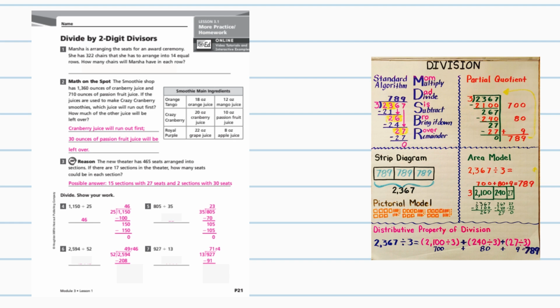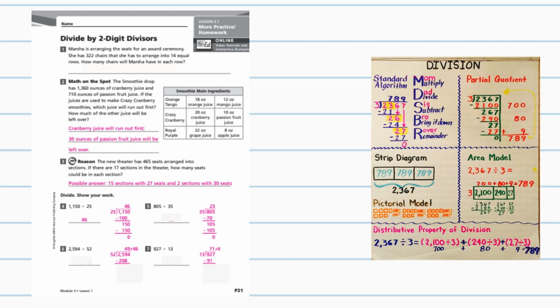Number 5, 805 divided by 35. So again, we can see that 35 times 2 equals 70. 80 minus 70 is 10. Bring down the 5. 3 times 35 is 105 with a remainder of 0. And so write the answer on the line for number 5.